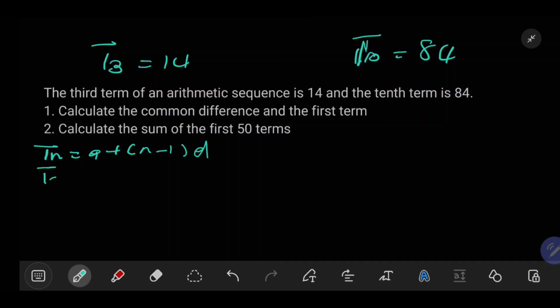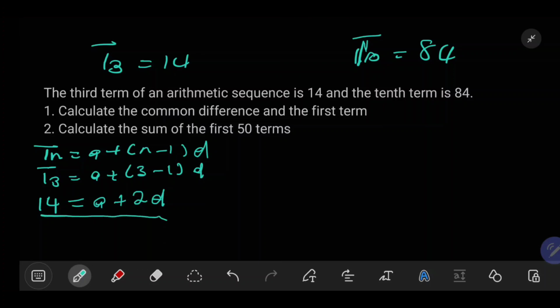So when we want to find term number 3, we know that a plus, where we see n, we put 3 minus 1 multiplied by d. We know that the value for term number 3 is 14. Okay, this is what the question told us, which is equal to a plus, then when we do maths here, we get 2d. So when they say the third term of an arithmetic sequence is 14, they mean this expression. You must derive this expression. Simple as ABC.